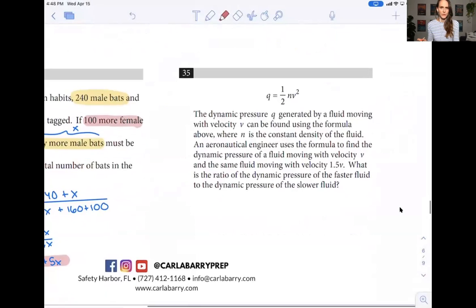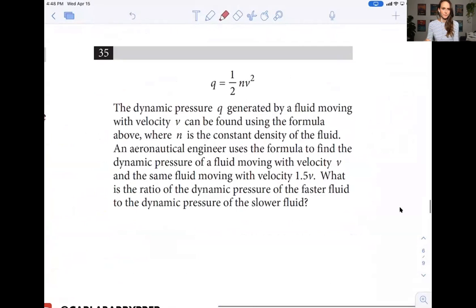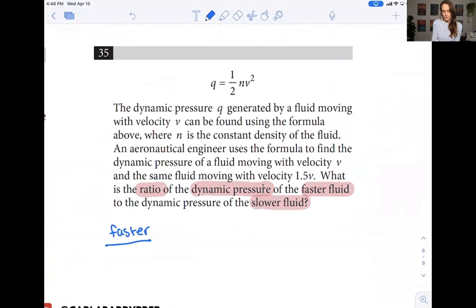Yeah, we're on number 35. So the dynamic pressure Q, so again, there's a lot going on here, right? Let's skip to the end and see what they want to ask us. So they say, what is the ratio of the dynamic pressure of the faster fluid to the dynamic pressure of the slower fluid? So I know I need faster over slower.